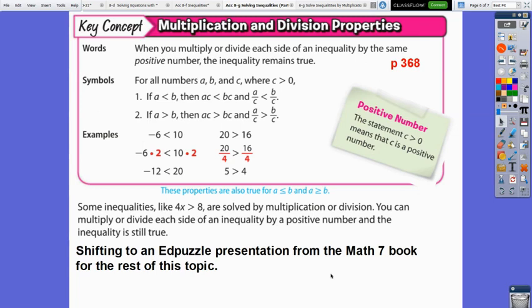All right, so multiplying and dividing is the next place where things get a little weird. They get very weird with inequalities. And since I'm not feeling all that great, I'm using a video from last year for the multiplication and division part of this topic. So you will shift to another Edpuzzle that is from the 7th grade book to do multiplication and division, which is where the major difference between solving equations and solving inequalities comes up.